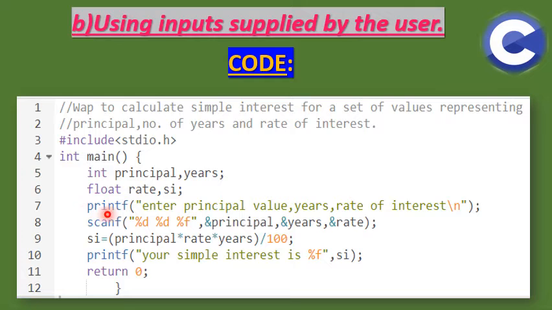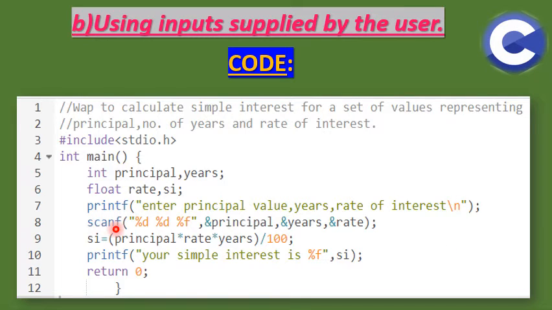See, inside my printf function, inside the parentheses and enclosed between double quotes, I wrote: enter the principal value, years, rate of interest, then \n and semicolon. That means whatever I used inside my double quotes will definitely be printed on my screen. So on my output screen, I will get: enter the principal value, years, rate of interest. \n is my escape sequence character.